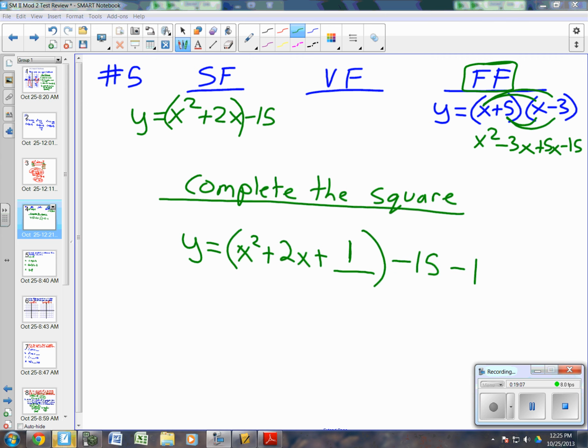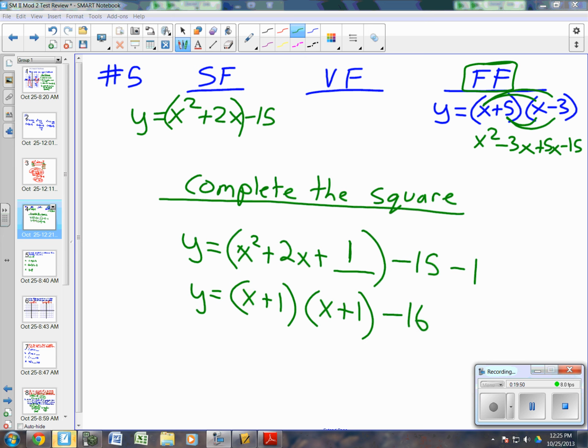Okay, now here's what we were practicing today. Remember perfect square trinomials? What is a perfect square trinomial again? We just talked about it. It's when the two factors are the same. By the way, what two numbers can you multiply together and get 1 so that when you add together they get 2? 1 times 1. So what are my factors? x plus 1 and x plus 1. And what's negative 15 minus 1? Negative 16.